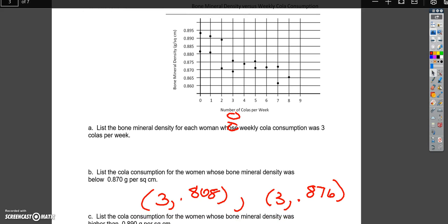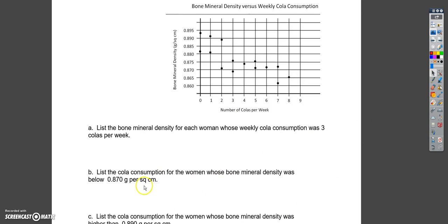The next one says, list the cola consumption for the women whose bone mineral density was below 0.87. So if we look at 0.87, that's right here, and what's below that? Somebody that drank 3 colas, 7 colas, and 7 colas, and 8 colas.